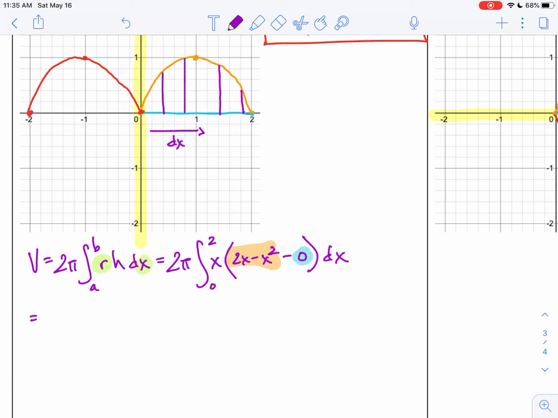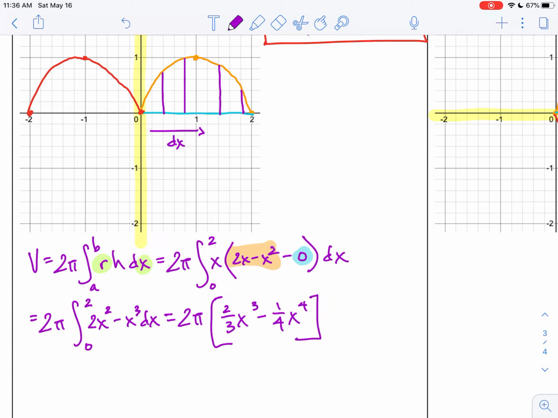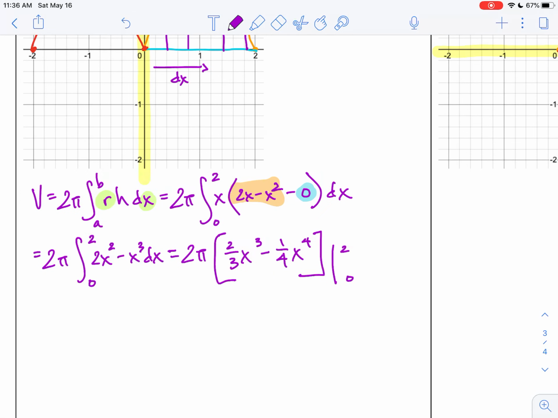So let's simplify. 2 pi, the integral from 0 to 2 of 2x squared minus x cubed dx. All right, let's integrate. 2 pi times 2/3 x to the third minus 1/4 x to the fourth. And I'm plugging in 2 and I'm plugging in 0. So let's do a quick visual. Do I need to plug in 0? If I plug in 0 here, I'm going to get 0. If I plug in 0 here, I'm going to get 0. So really the only number I need to plug in is 2.